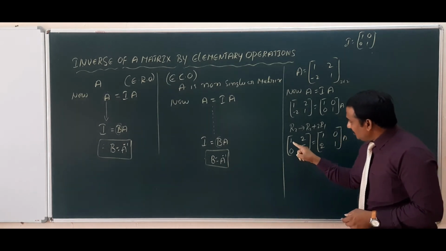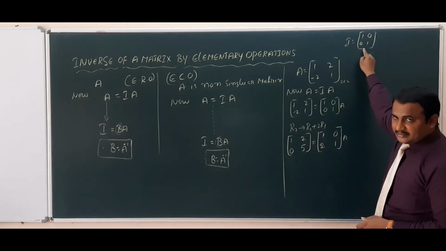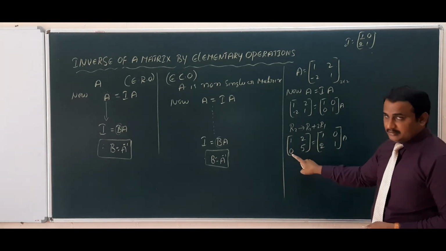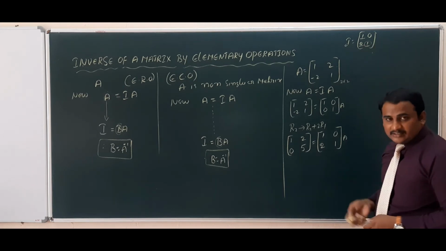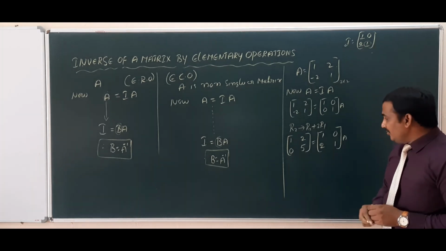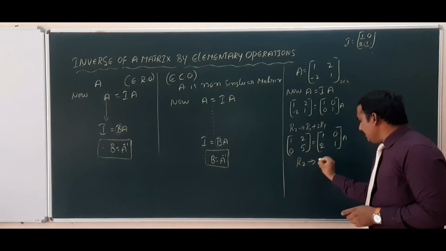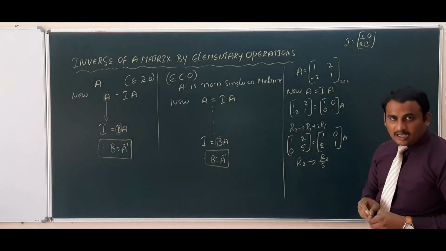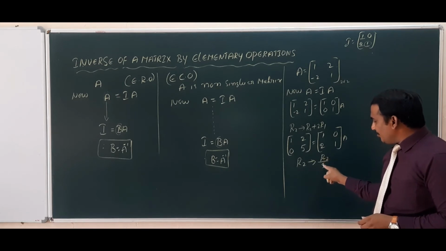Now see here, the left side element should be the identity matrix. Check here 1 0, here also 1 0. Next, what you have to make it here? This is the 1. Second row, here the A22 element is 1. How will we make the A22 element 1? I am writing here R2 implies R2 by 5. R2 implies R2 by 5 means second row by 5.